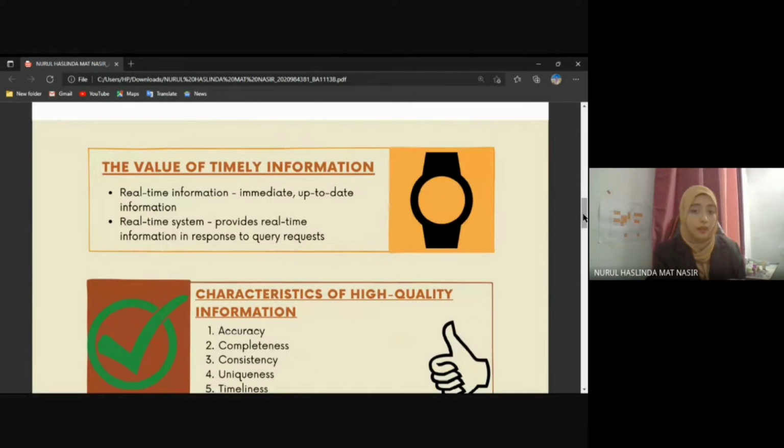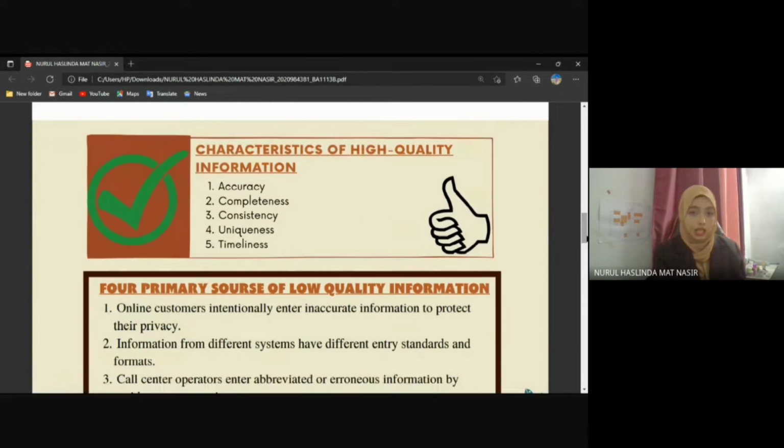Besides that, the value of timely information. The first one is real-time information, which is immediate, up-to-date information, while a real-time system provides real-time information in response to query requests. In addition, the five characteristics of high-quality information. The first one is accuracy, which is are all the values correct. For example, is the name spelled correctly? Second, completeness, which is are any values missing? For example, is the address complete including city, state, and zip code?